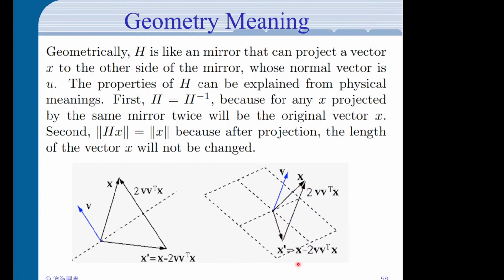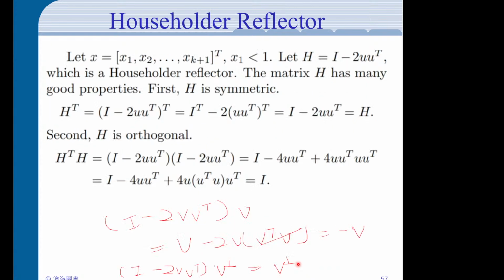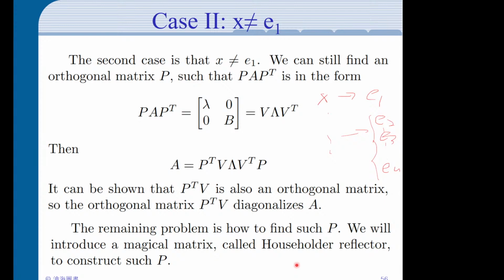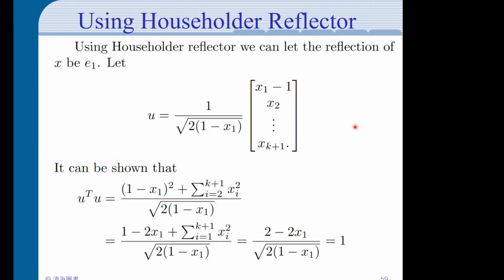Okay, so why do we want to do this? Because we construct a specific reflection matrix that reflects our X to E1. So basically, I guess we can draw a more geometric picture. We have our matrix X here, and we have E1 here, right?